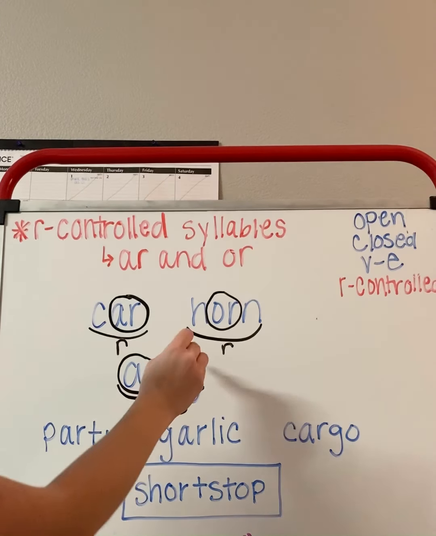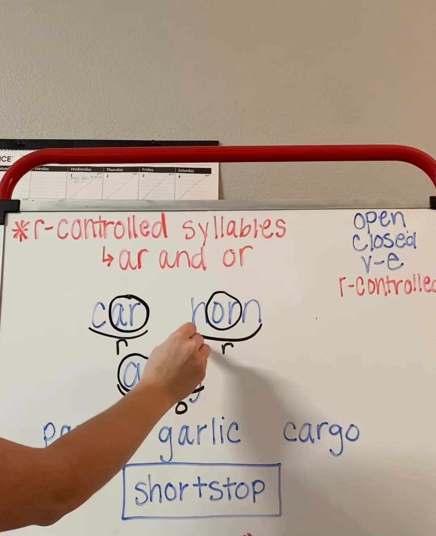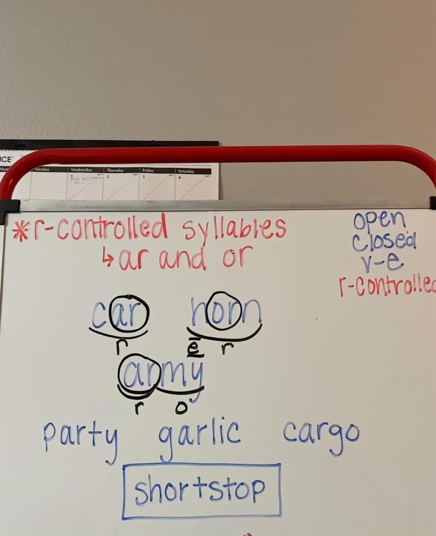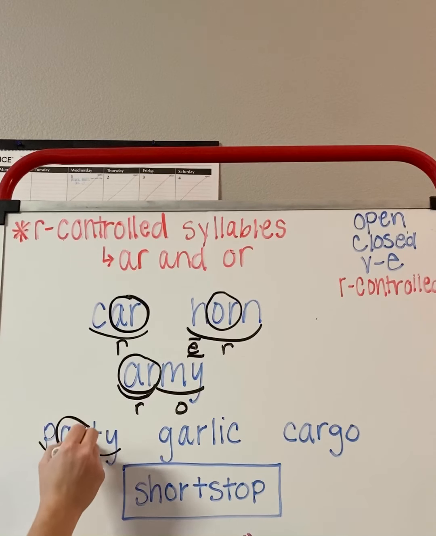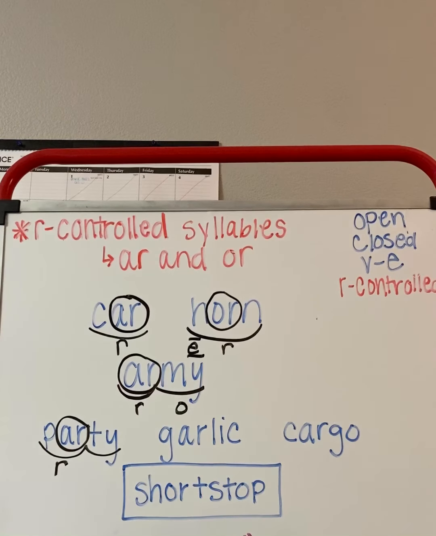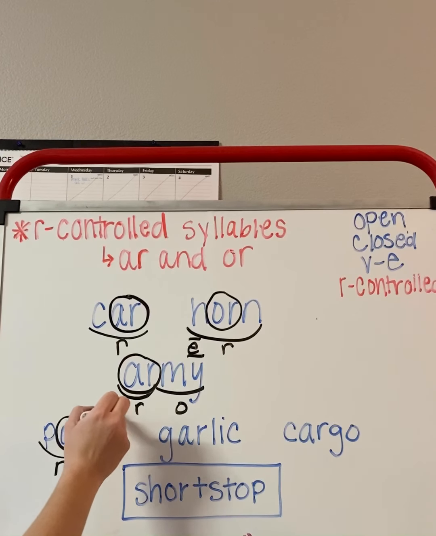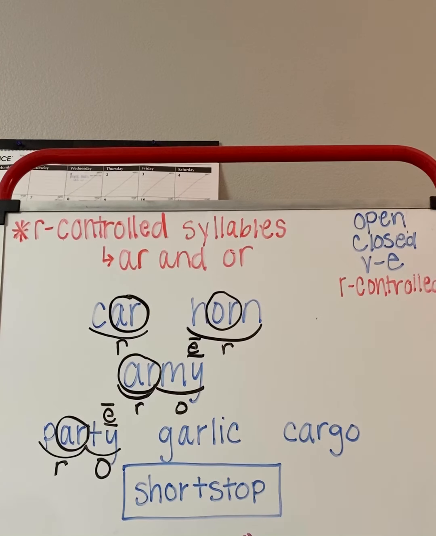Now remember, my Y is going to make my E sound. That's because it's a multisyllabic word. Remember, if I have a Y at the end of my word shy, it makes that I sound. Okay, so multisyllabic is going to make that E sound. Okay, if we look right over here at the word party, we're going to split my word right after that R. I have my R-controlled syllable first, and then I have an open syllable, and just like army, that Y is going to make that E sound for party.